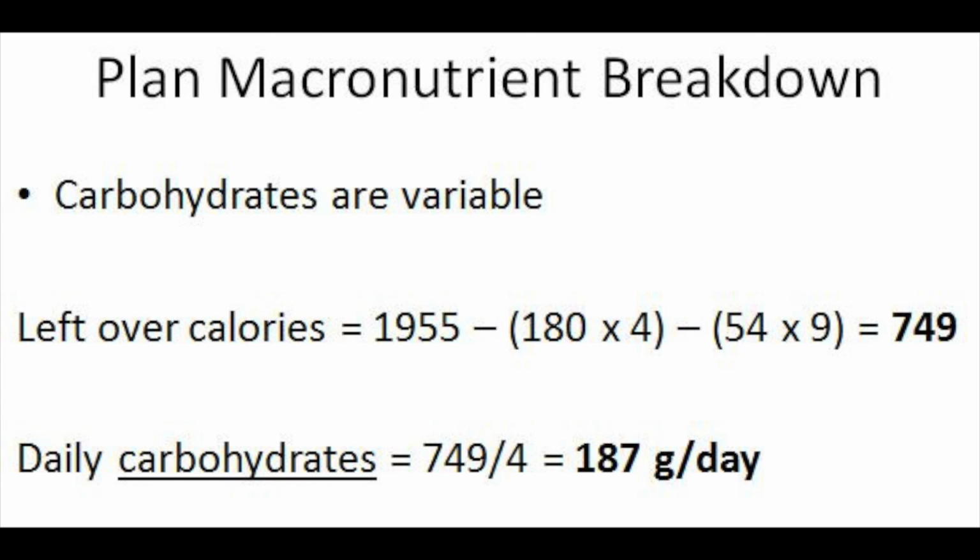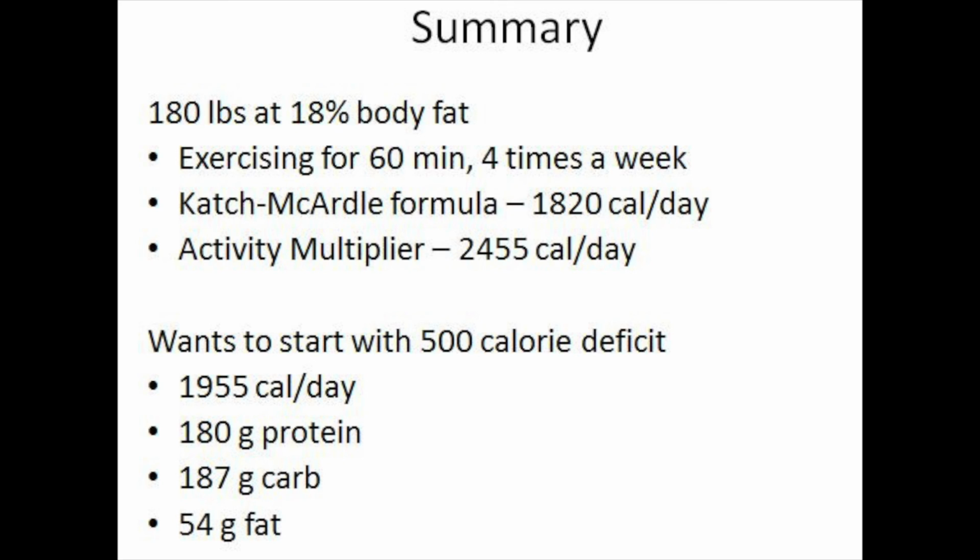In summary, we did an example of a 180-pound male at 18% body fat that's exercising 60 minutes a day, 4 times a week. We found his basal metabolic rate using the Katch-McArdle formula, which came out to 1,820 calories a day. We used an activity multiplier of 1.35 that helped us get 2,455 calories a day. Drake has decided that he's going to start with a 500 calorie deficit. We used those 1,955 calories to determine his macronutrient breakdown of 180 grams of protein, 187 grams of carbs, and 54 grams of fat each day.